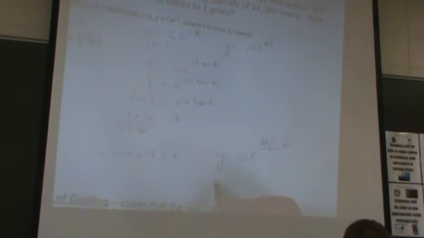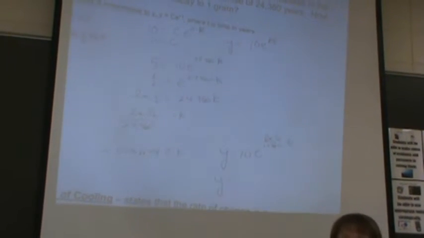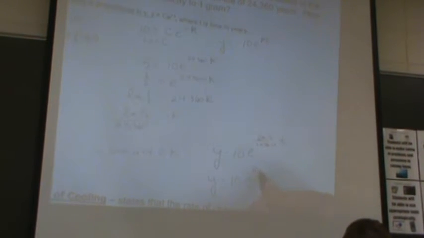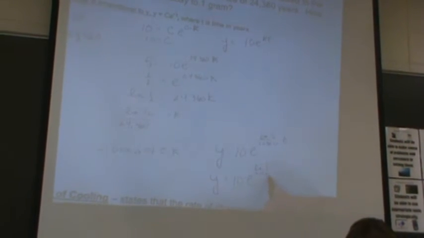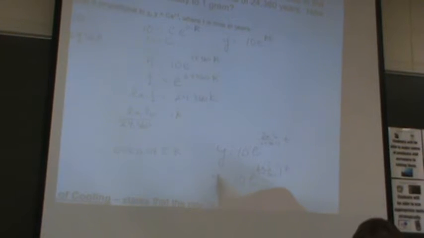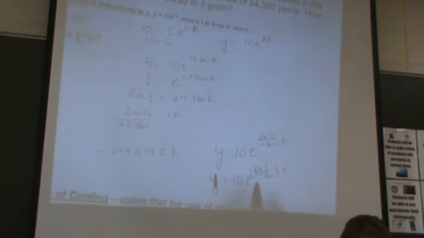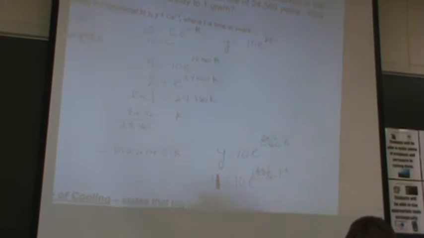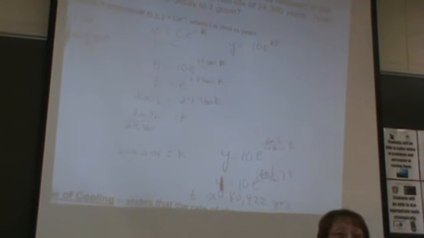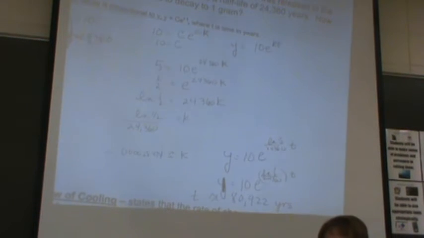We now want to know when will there be 1 gram left. How long does it take to get it down to 1 gram? So it would be 10 times e to the ln of 1/2 over 24,360, that quantity times t. t is what we're looking for, so we're going to make the y be the 1. And if we use our ln's and we solve that, what we end up with is t is approximately 80,922 years. And it's still there. Nasty stuff.